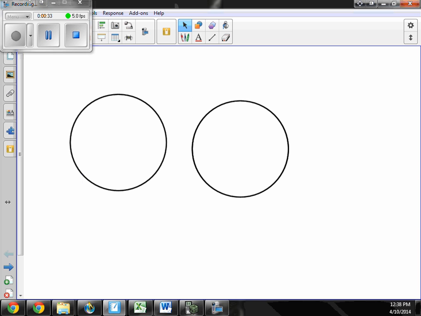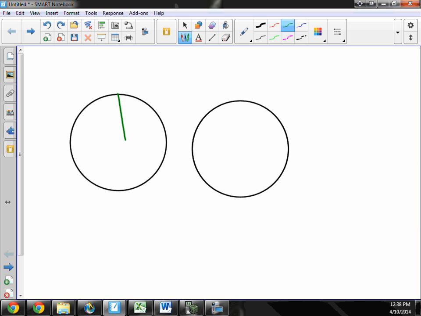Imagine you have a pizza. Pizza, because I didn't bring one. Okay, so let's say we have a slice of pizza, and we'll say that the angle is like 50 degrees.